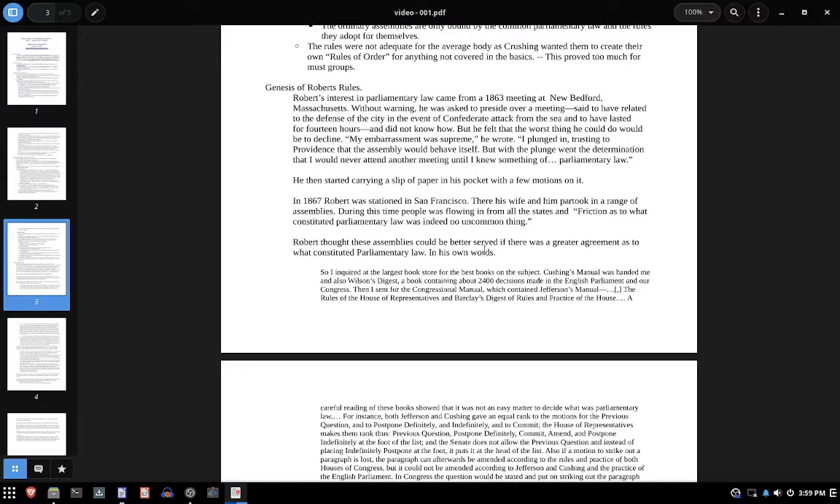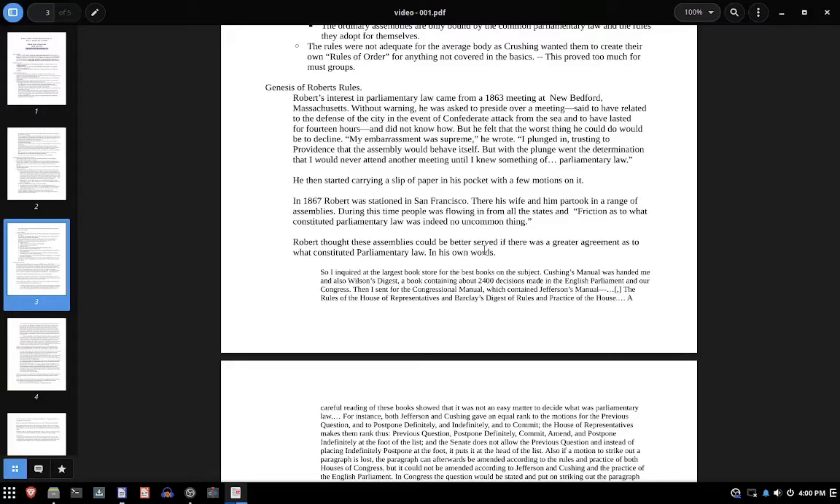Now, Robert first became interested in parliamentary law in 1863 in New Bedford, Massachusetts, when he was asked to preside over a meeting, which he had never done before to that point. And the topic of the meeting was a possible Confederate attack from the sea. This meeting lasted 14 hours, and when he came out, he said, "My embarrassment was supreme." He wrote, "I plunged in trusting to Providence that the assembly would behave itself, but with the plunge went the determination that I would never attend another meeting unless I knew something of parliamentary law."